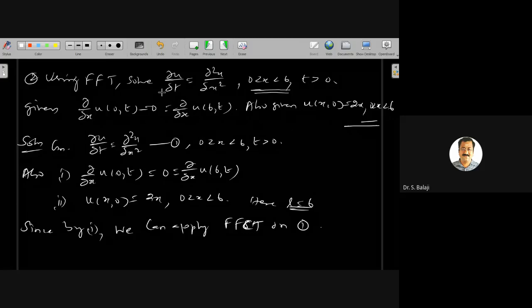What conditions are given? This is the equation given: dou u by dou t equal to dou square u by dou x square, equation 1, with the x range. Also, number 1, dou by dou x of u of 0 comma t equal to 0, that is also equal to dou by dou x of u of 6 comma t. Number 2, u of x comma 0 equal to 2x.